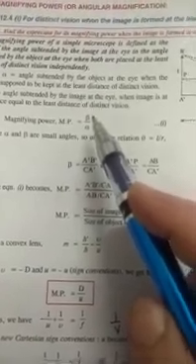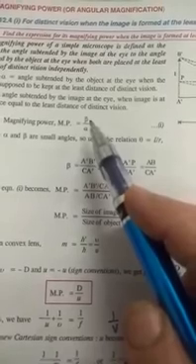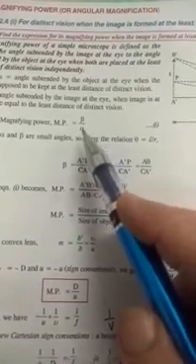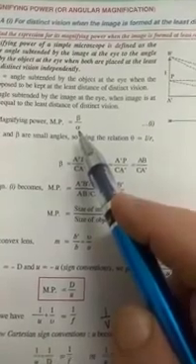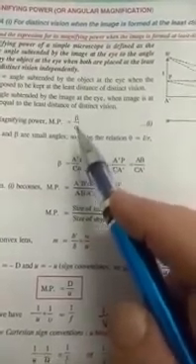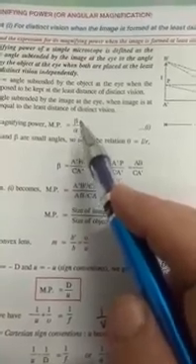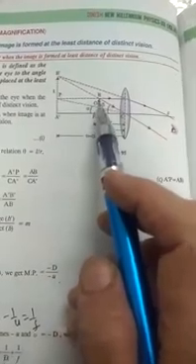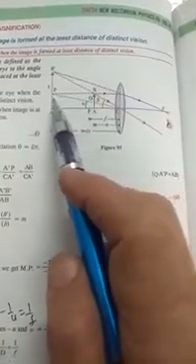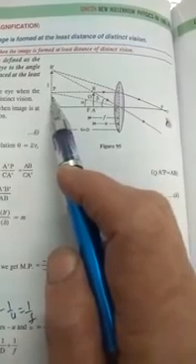What is magnifying power? That is equal to the ratio of angle subtended by the image to the lens or to the eye upon angle subtended by the object to the lens or to the eye, and that is equal to beta by alpha. But the condition is that both the image and the object should be placed at the least distance of distinct vision. Here we have considered that the object is placed at the least distance of distinct vision. Then we can only compare the angle subtended by both.